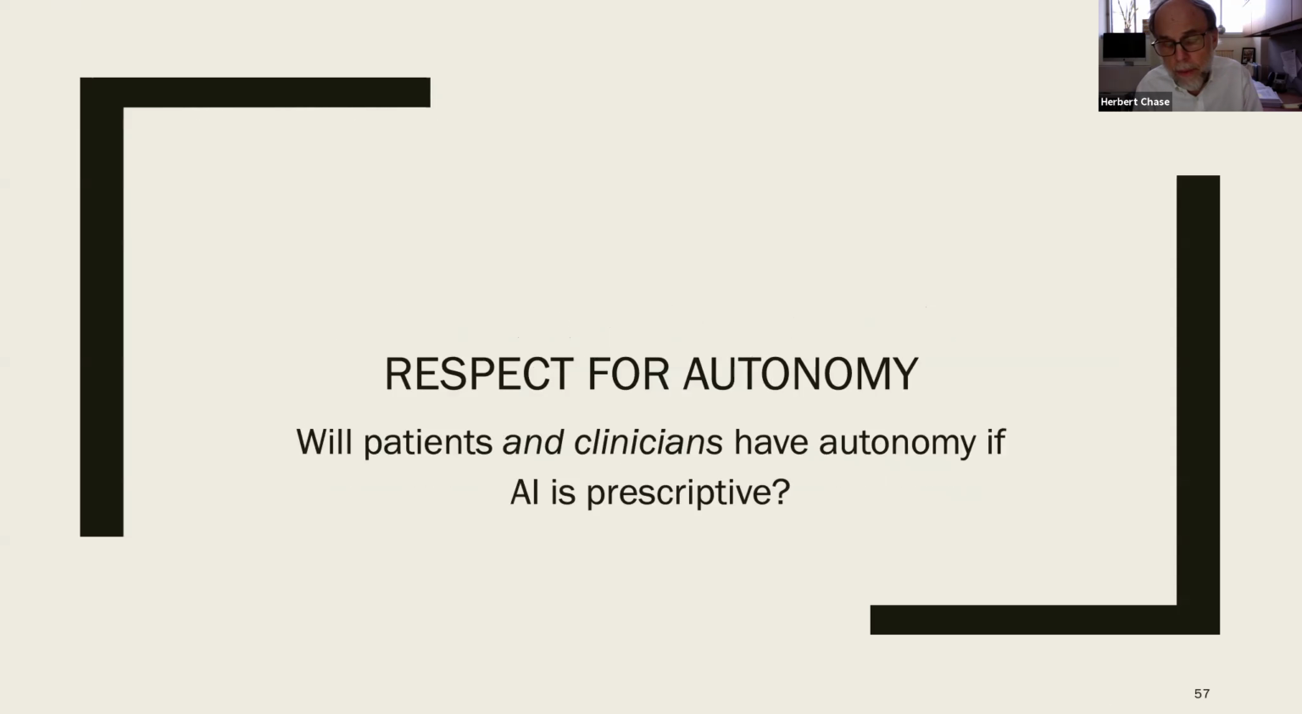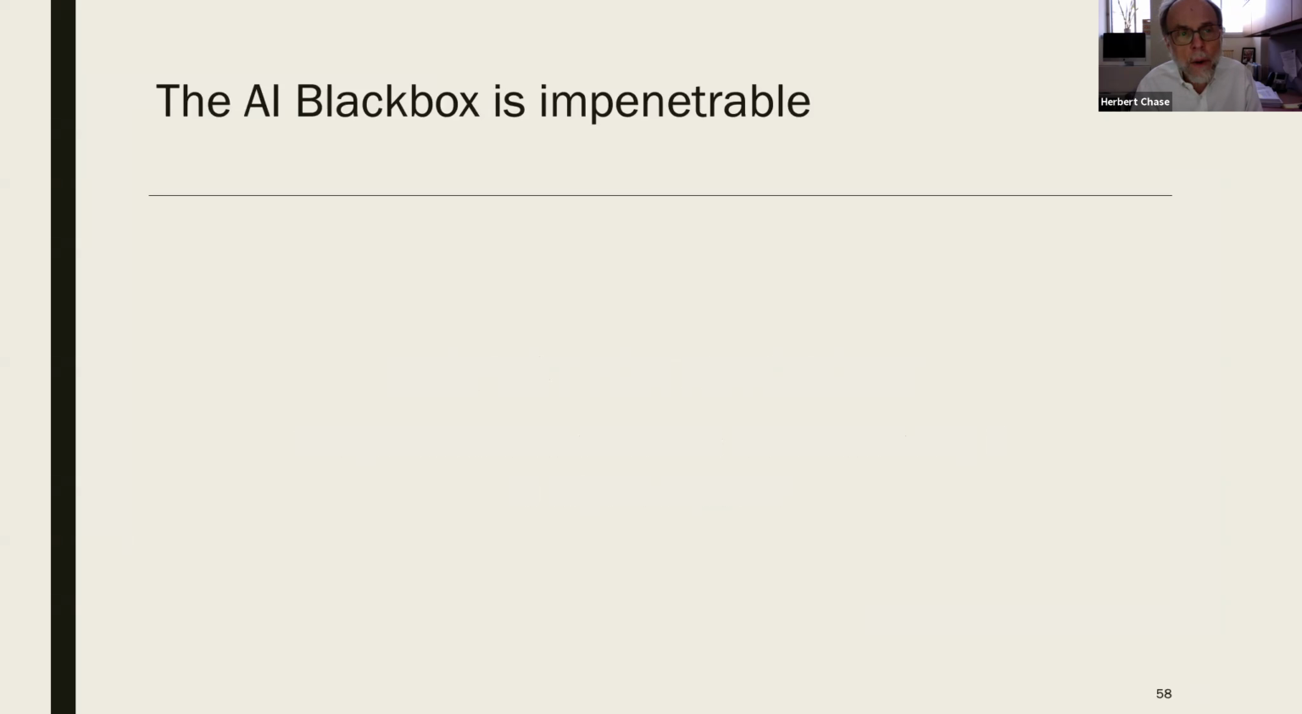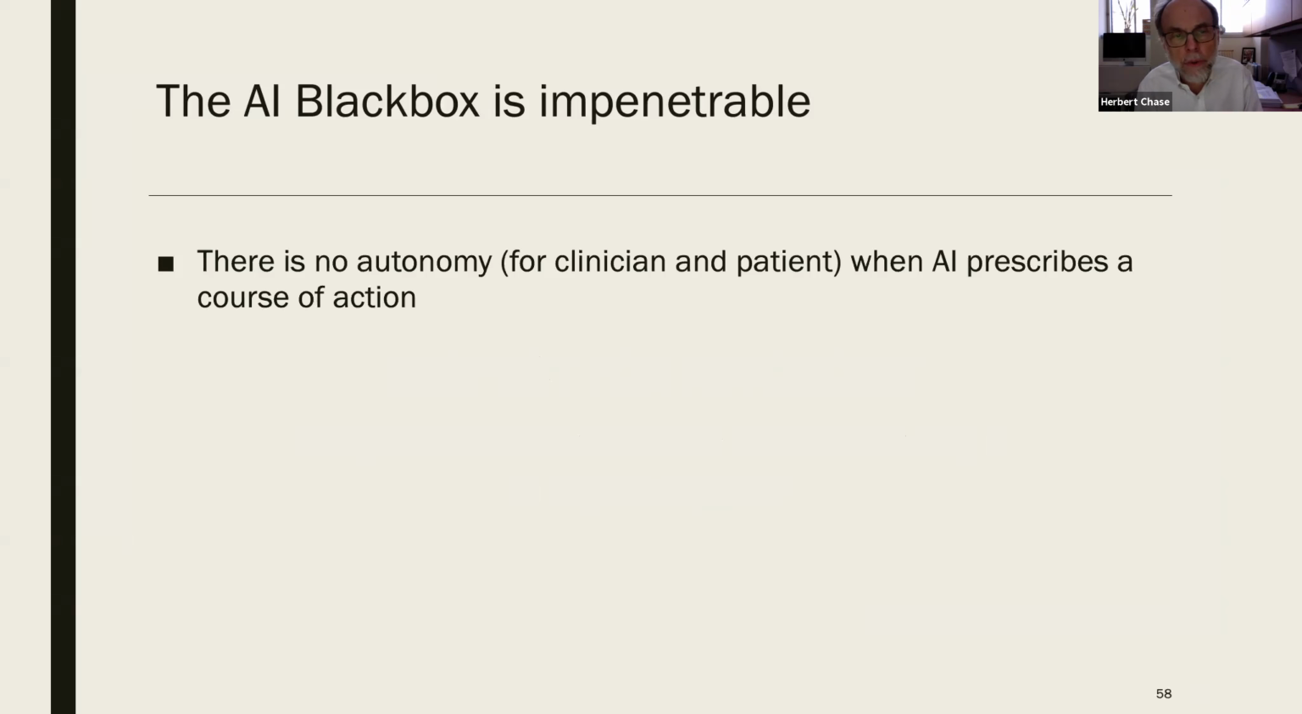Respect for autonomy, and this one I haven't figured out what the answer is. Patients are not going to have autonomy if a machine is telling you what to do. And I'm not sure clinicians are going to have autonomy if AI is prescriptive. And that, of course, raises the question of what medical students or physicians have to know about AI in order to not blindly follow the recommendations and possibly do something harmful. So on one hand, the black box is impenetrable. There's no autonomy when AI prescribes a course of action.